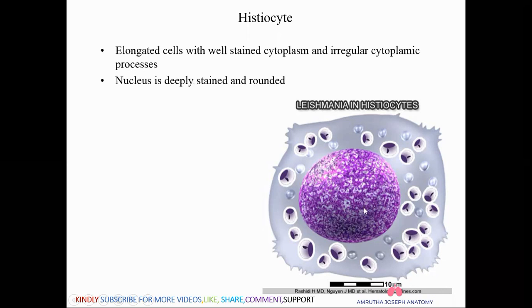Some other type of cells in connective tissue: histiocytes. This is a histiocyte, which are elongated cells. They have well stained cytoplasm and irregular cytoplasmic processes can also be seen. Nucleus is deeply stained and rounded. So a round nucleus can be seen. So this is the cell histiocyte.